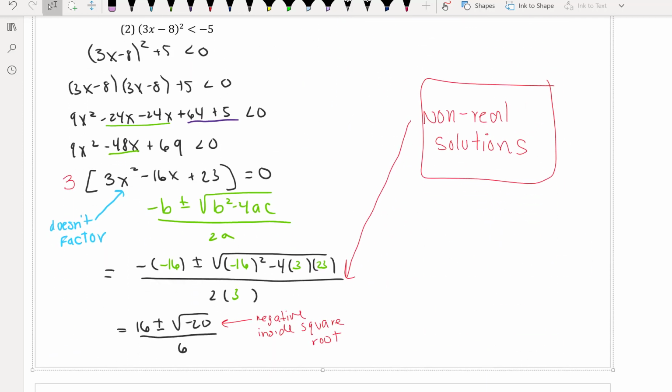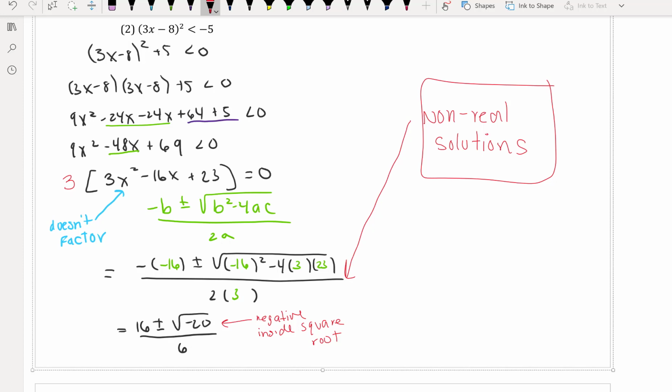For number 2, it wasn't equal to 0, so I had to FOIL first that (3x - 8) squared. So I FOILed that out, and then I added 5 because I had that -5 to begin with. And then I tried to factor it, and I definitely had a 3 that could factor, but then the inside, that 3x squared minus 16x plus 23, did not factor.